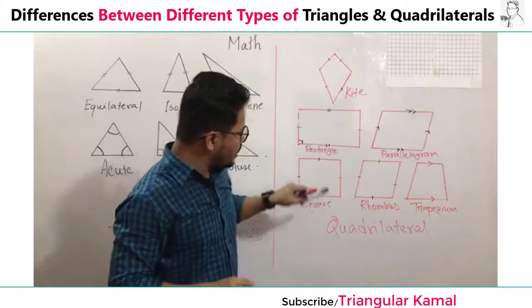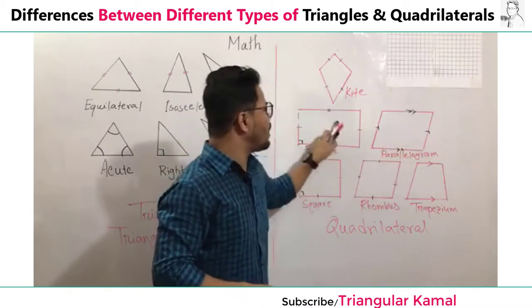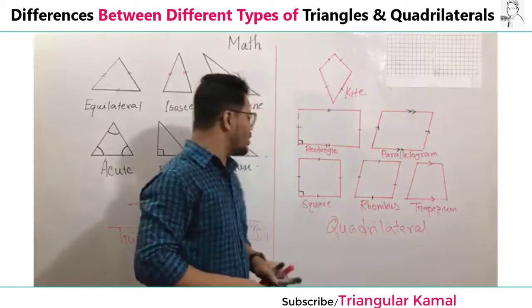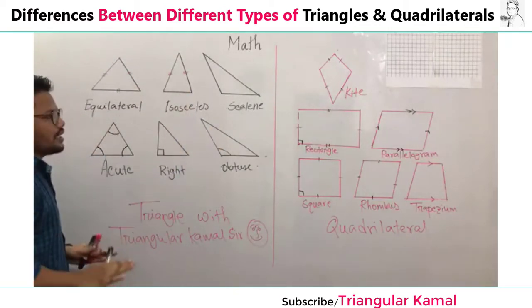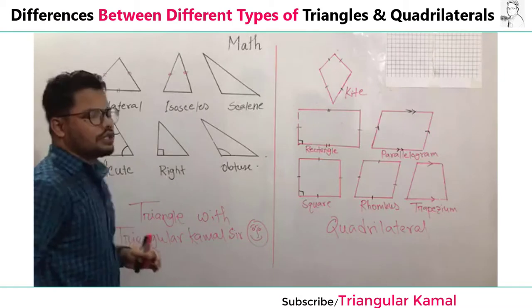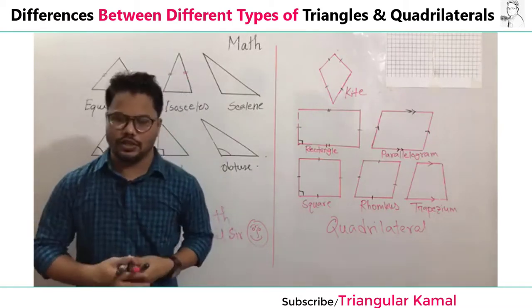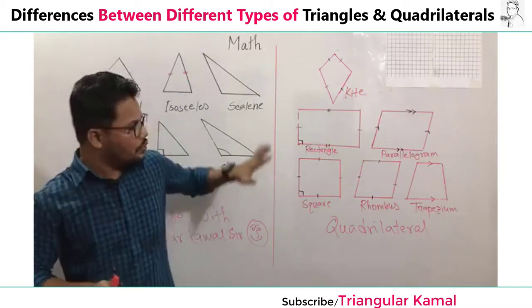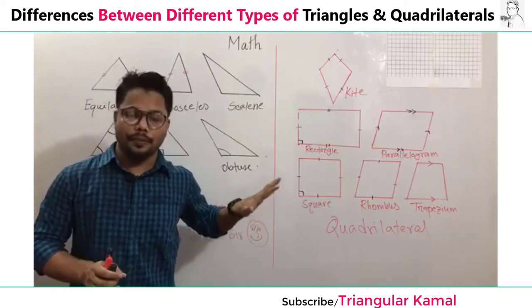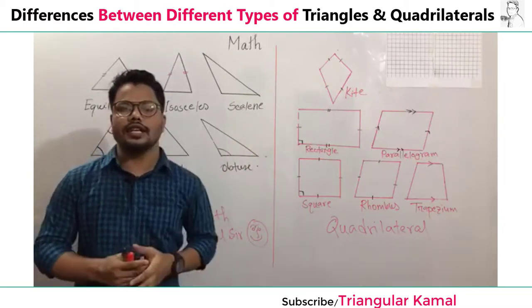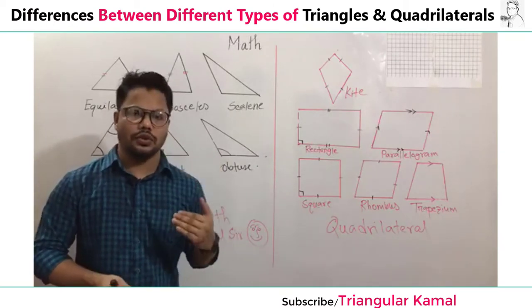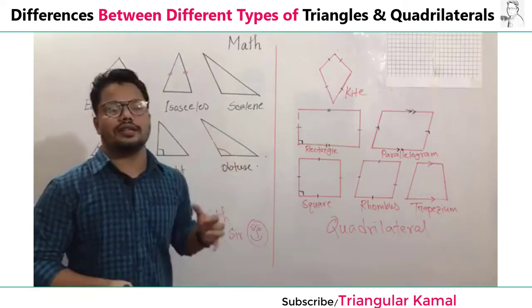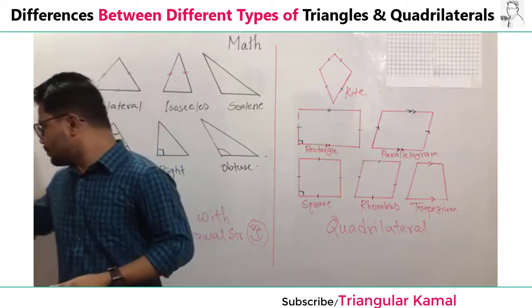So I think there are 1, 2, 3, 4, 5, 6 types of quadrilateral and 6 types of triangle. According to the sides there are 3 types, and according to the angles there are also 3 types. In our last classes we already did these types of quadrilaterals and triangles, and today one by one we will try to discuss their main characteristics in detail, inshallah.